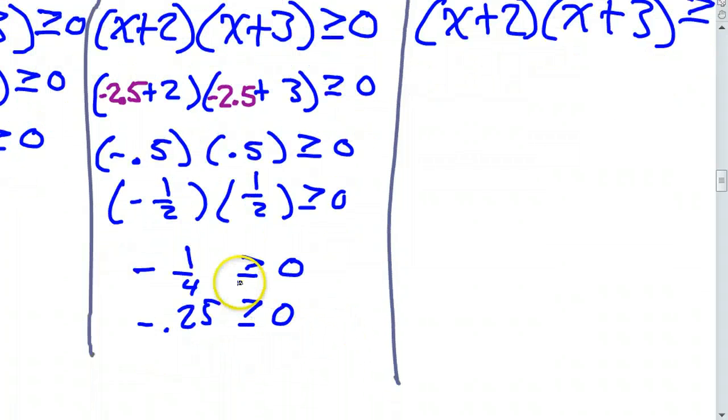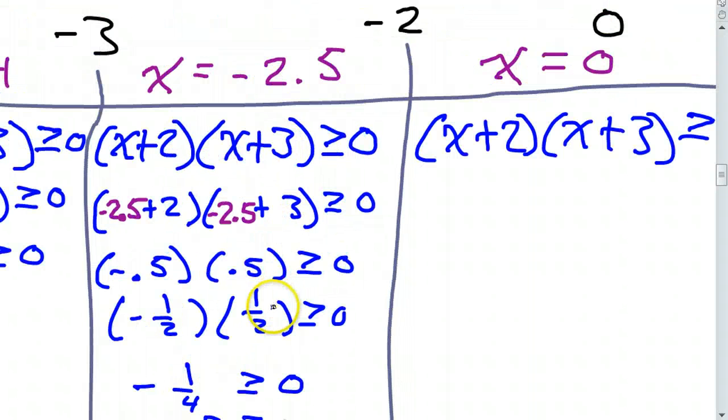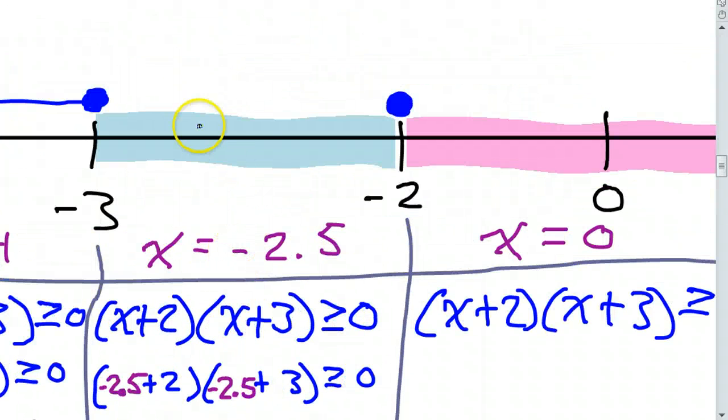Either way you look at it, the question is: is this a true statement? Is negative 0.25 greater than or equal to 0? And the answer, of course, is no. Negative numbers are not greater than or equal to 0. So x equals negative 2.5 is not a solution to the inequality. That means none of the values in this zone are solutions, so we will just leave this blank to show that there are no solutions in this area.